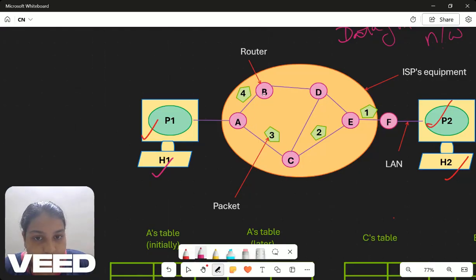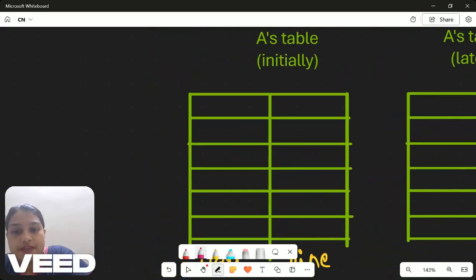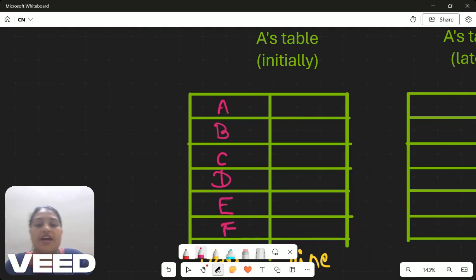We have the destinations A, B, C, D, E, and F. So what we will do? We will write all the destinations down. Okay, how will we write? We can write like this. We have A, B, C, D, E, F. So I have written all the destinations.